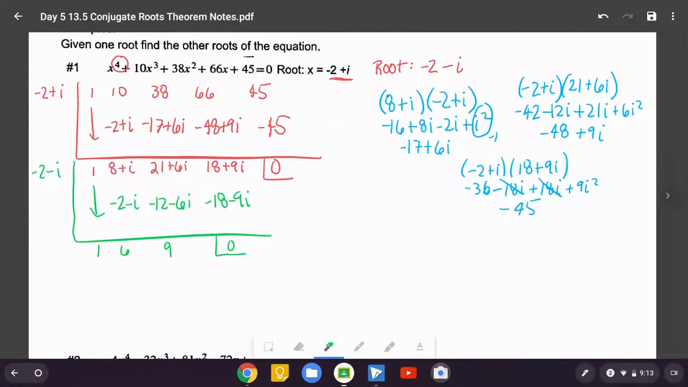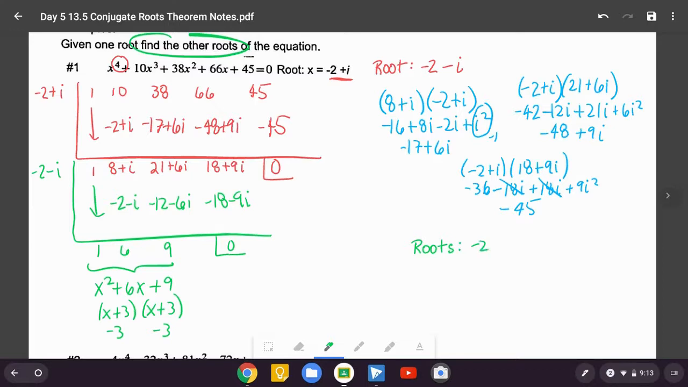original polynomial. And then now I'm down to a quadratic, which is x squared plus 6x plus 9. And this is factorable, so I'm going to factor that into x plus 3 and x plus 3, which gives me 2 more roots. So my final solution is, find the other roots. All of my roots are -2 plus i, they gave that to me, -2 minus i, -3, and -3. So just a few things to note.